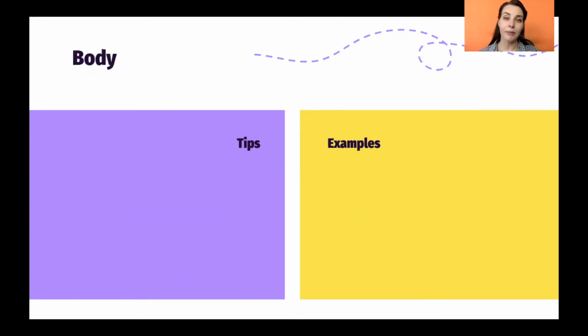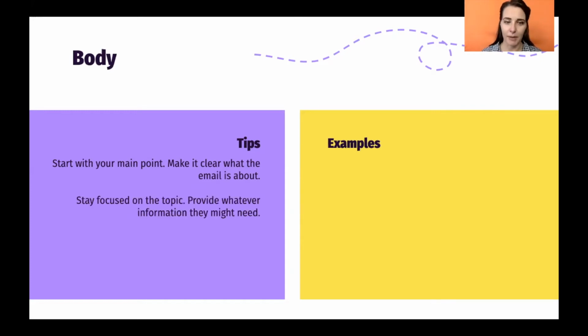Okay, let's talk about the body. This is the part that can be a little bit more complicated because it's the actual meat of your email. So you want to start with your main point. Don't meander towards it. Just be real clear right up front. This is what this email is about. Stay focused on the topic. Provide whatever information they might need.